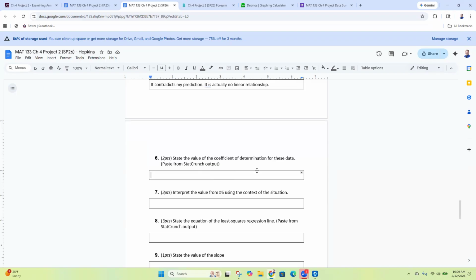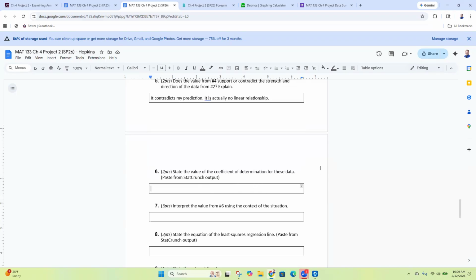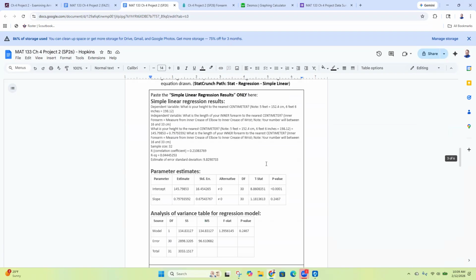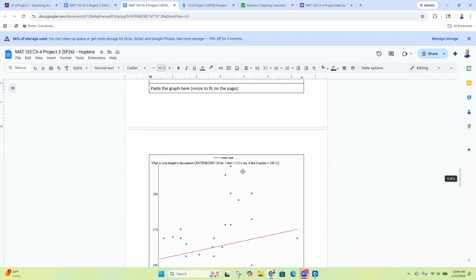State the value of the coefficient of determination for these data. That's the R squared. My R squared was 0.044.